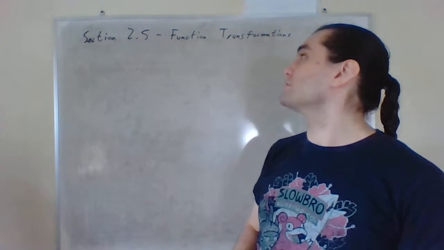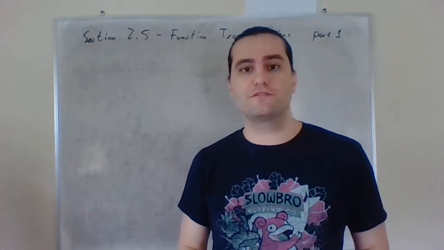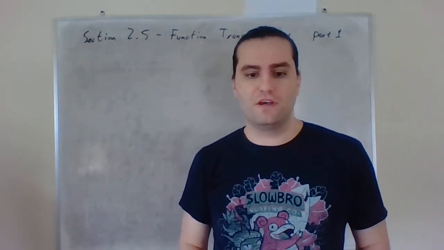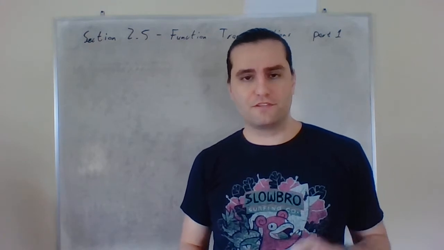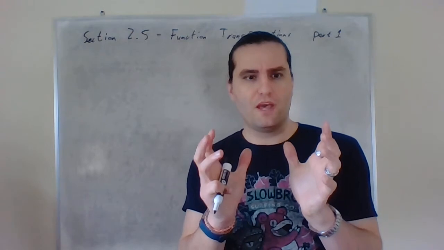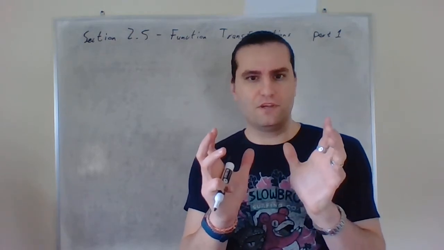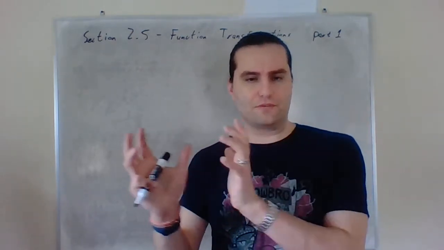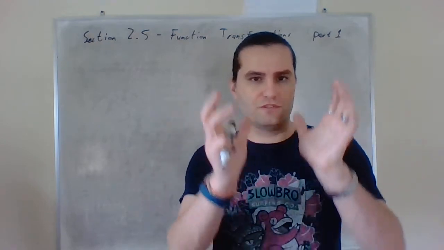Today we are talking about section 2.5. We're doing function transformations. Function transformations means we're taking a function, basically the graph of a function, and we're messing with it a little bit. Usually that involves scooting it around. We're going to shift things back and forth. We'll shift things up and down.